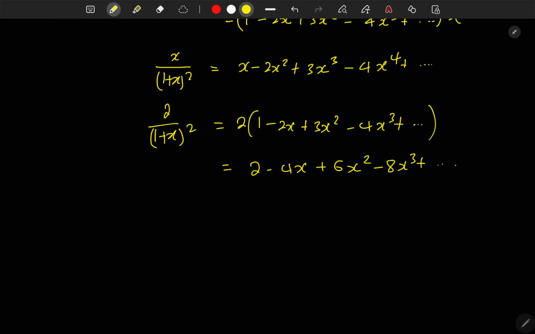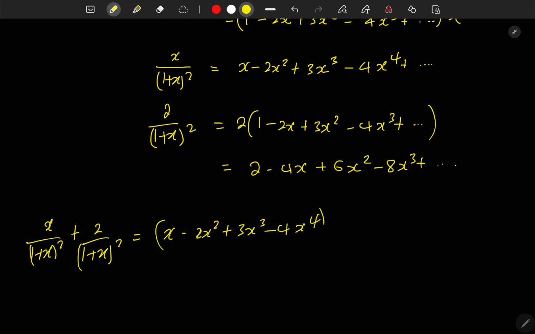Then we add them. Let's add them together now. So x over 1 plus x squared plus 2 over 1 plus x squared will be equal to x minus 2x squared plus 3x to the power 3 minus 4x to the power 4, plus 2 minus 4x plus 6x squared minus 8x to the power 3. We can add together now. The equation is done.